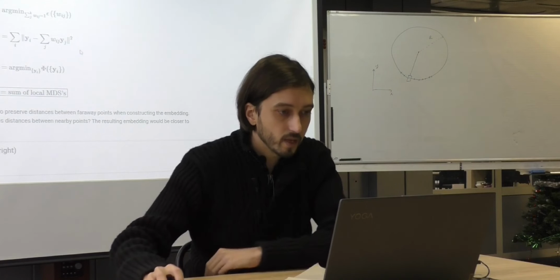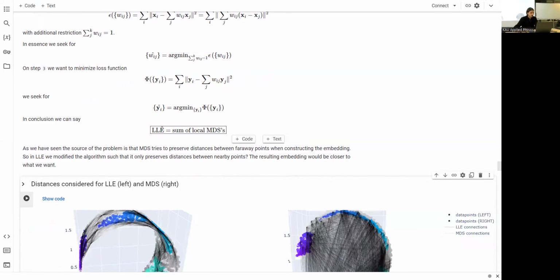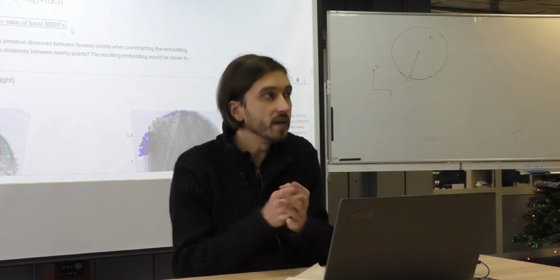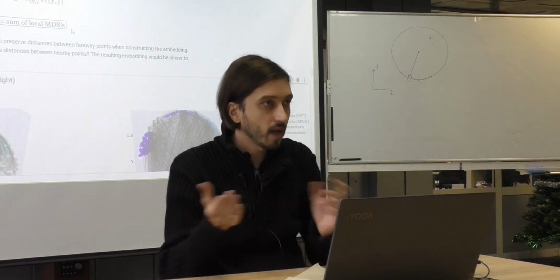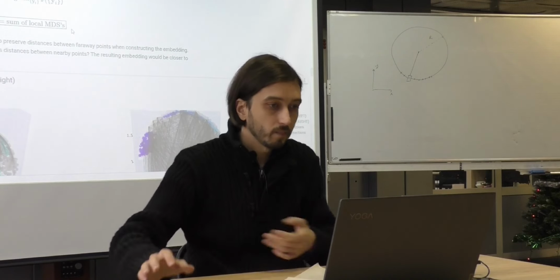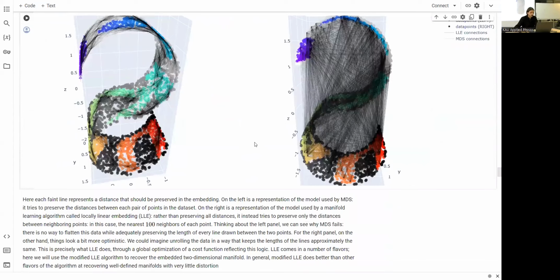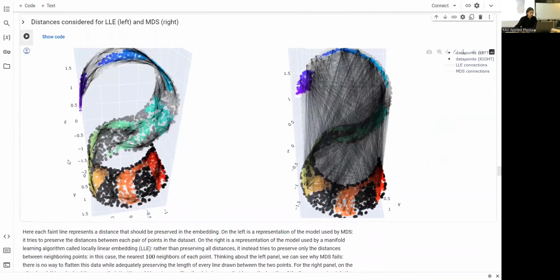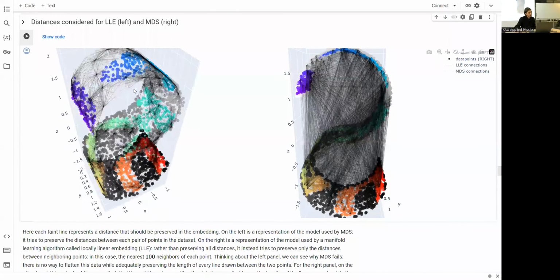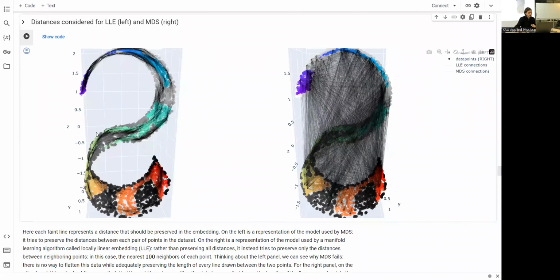So nothing bad happens. Okay, so what is LLE in essence? In essence, LLE is some sort of sum of local MDSs. If I'm looking at each patch, I'm basically performing an MDS. I have some distances to different points, and I'm trying to preserve them. And this is the LLE. Now you might guess that since LLE is not considering all the distances, but just local patches, we have much more chance to unwrap this S and put it into the plane correctly.